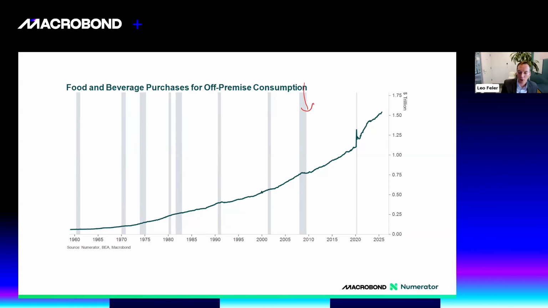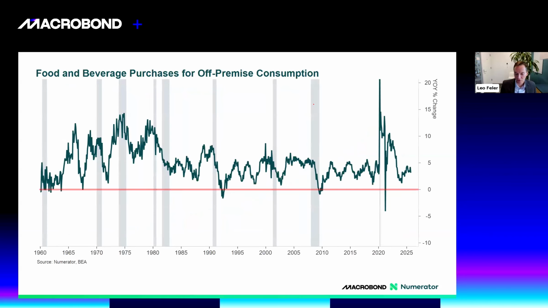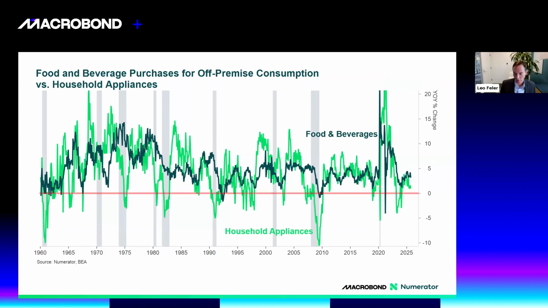Every one of these gray bars is a recession. I'm going to put this in year-over-year percent changes. And you basically see that it's very rare for consumers to truly cut back on grocery spend. Look at what happens to household appliances. This is where consumers really cut back, right, during recessions. Every time there's a recession, consumers really cut back on things like discretionary purchases.